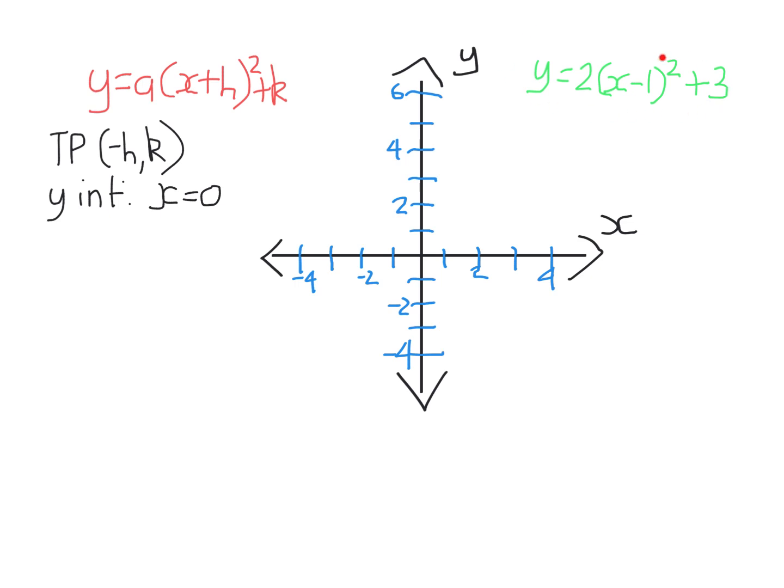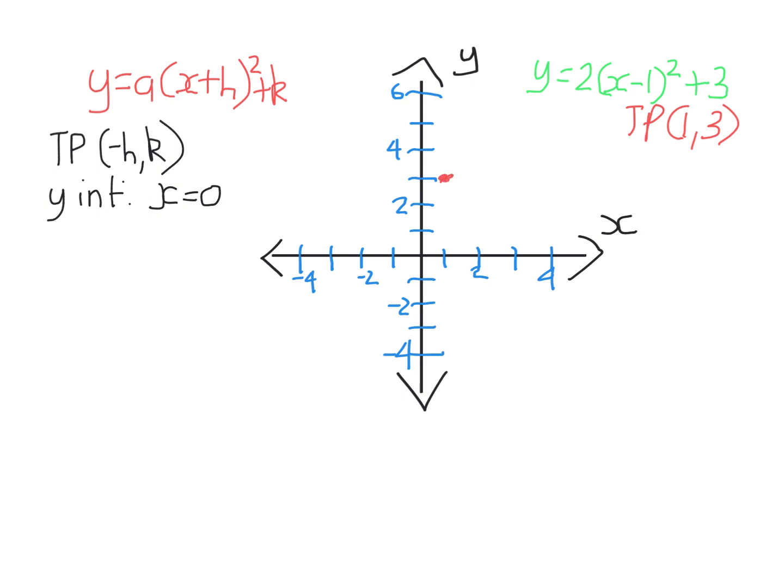So let's have a go at graphing this one here. So this is in turning point form. So the turning point is going to be the negative of this number, the opposite. So it's going to be positive 1 is the x coordinate. And then it's going to be this number as the y value of the turning point. We don't change the sign of this one. So let's go ahead and mark the turning point at 1, 3, which is about there. All right, that's the turning point of the parabola.